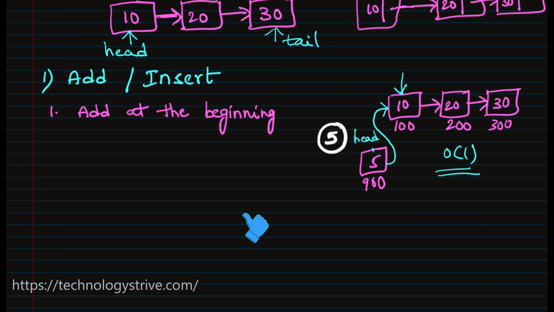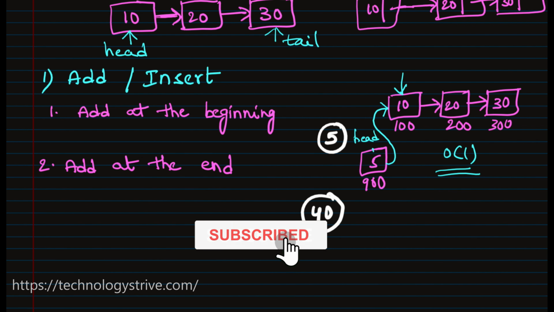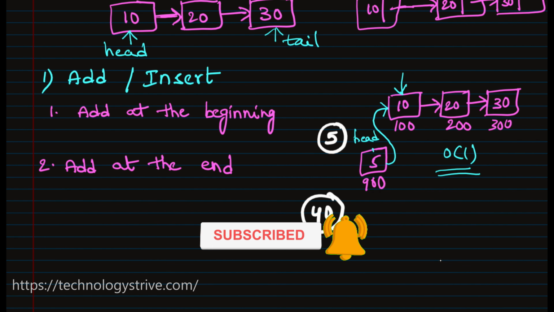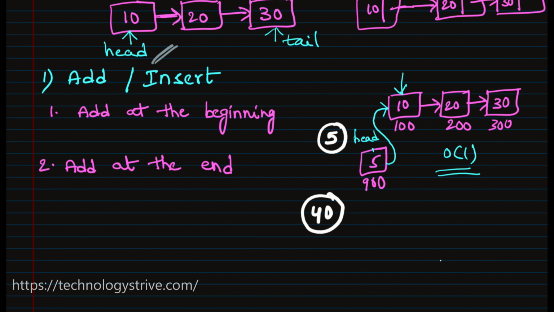So the second one is add at the end. For example, I have to insert 40. Here we are maintaining two variables, right? One is head, another one is tail. If I have to add at the end, tail is going to be helpful, because if we start at head, we have to travel till the end and then insert the new element.